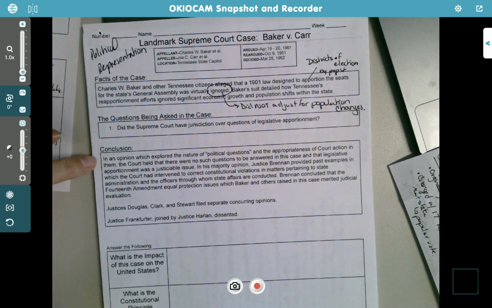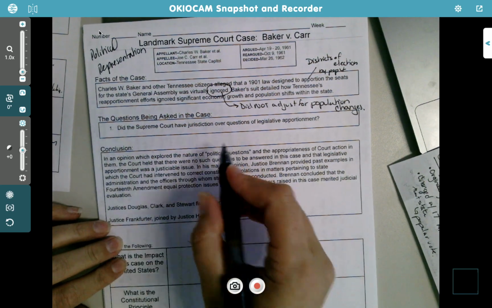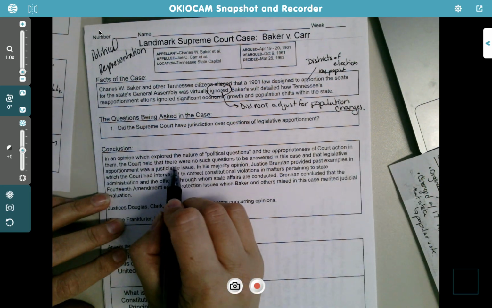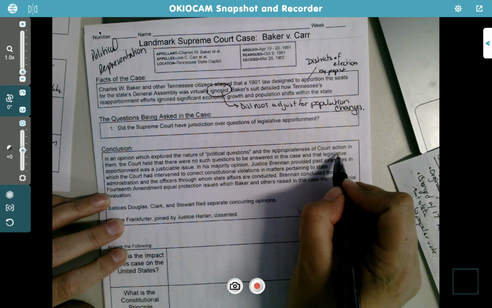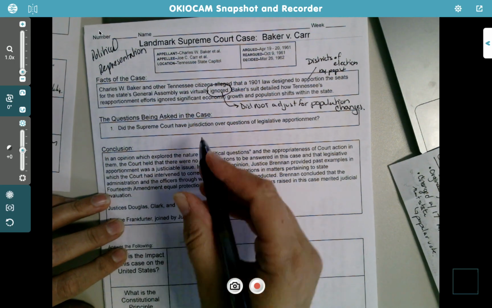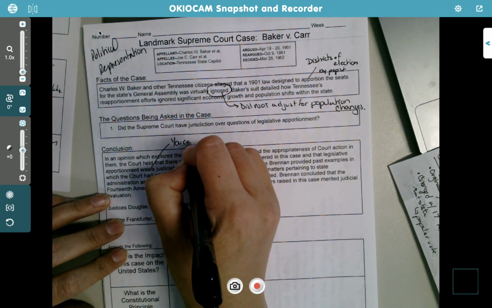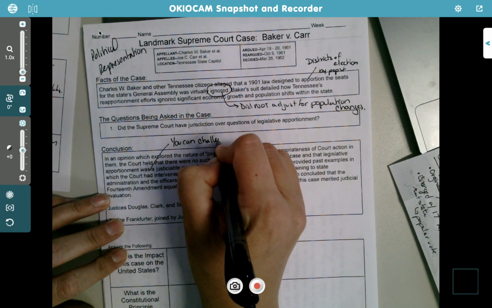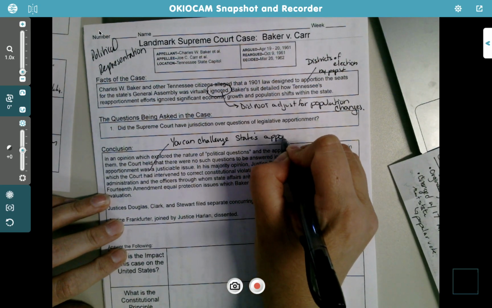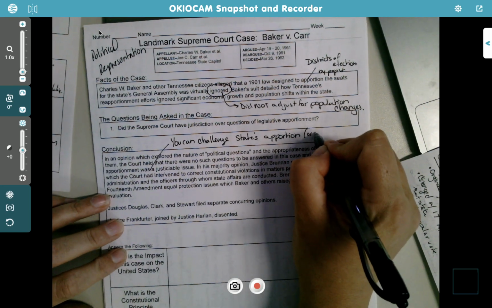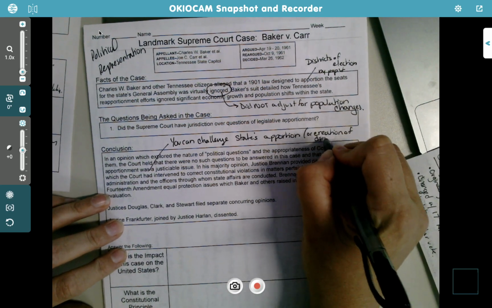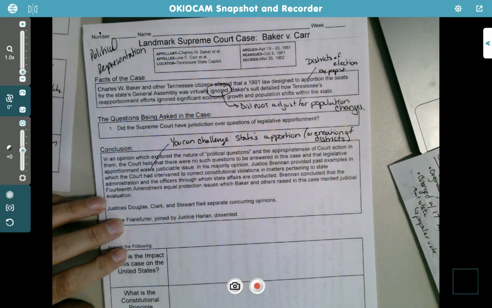Here we go. In an opinion which explored the nature of political questions and the appropriateness of court action in them, the court held that there were no such political questions to be answered in this case, and the legislative apportionment was a justiciable issue, which means you can challenge states' apportionment or creation of districts. So you can now challenge it starting in 1901.